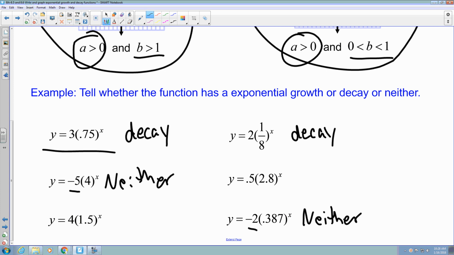All right, the next one is right below it. Y equals 0.5 times 2.8 raised to the x power. 2.8 is greater than 1, so that's a growth. And the last example is y equals 4 times 1.5 raised to the x power. 1.5 is greater than 1. This is also exponential growth. All right, and that is being able to write rules for exponential functions and determining if they are decay and growth. Hope this helps. Until next time.